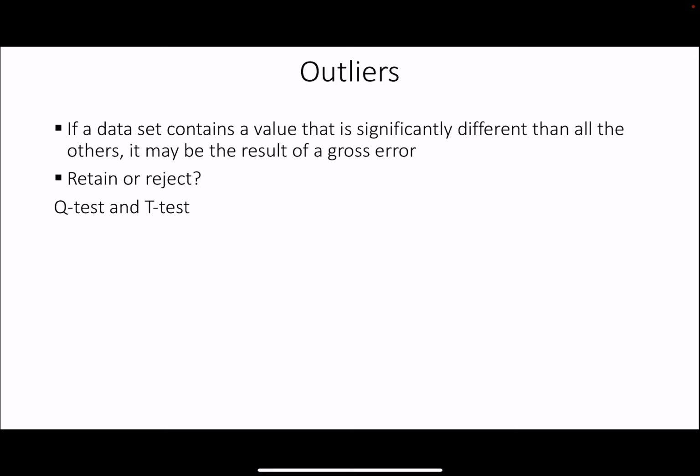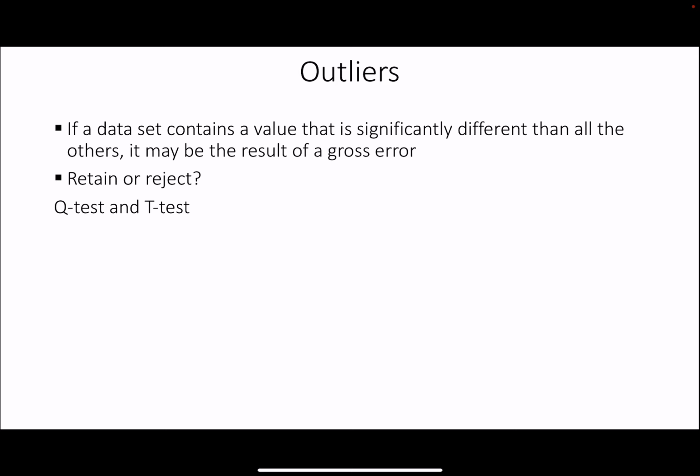Okay, so then if you get to outliers. Sometimes in a data set, you'll make a measurement a couple of times, and you'll get one value that's just really different than all the others. This might be the result of a gross error. Maybe you dropped something, or you didn't realize it, but a splash of a reagent went into your sample. Do you keep that value, or do you get rid of that value?